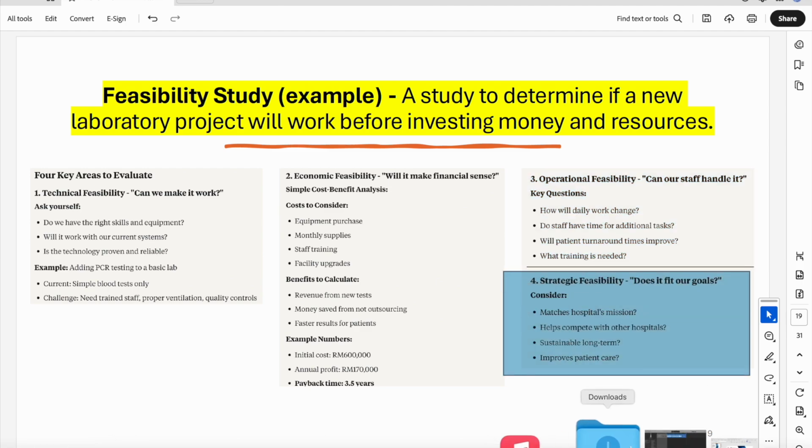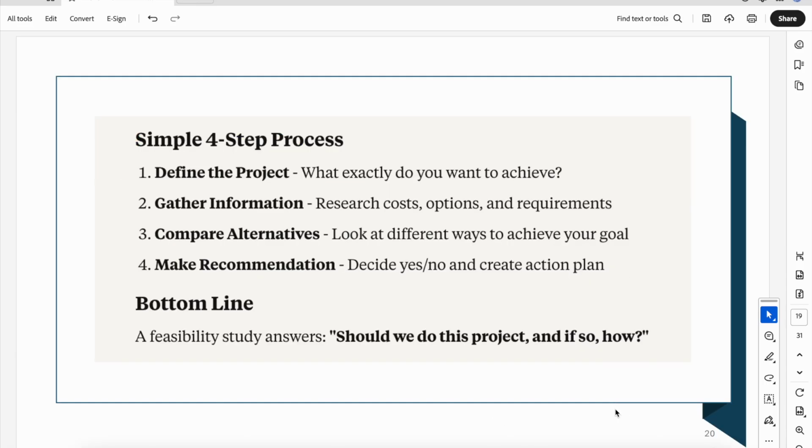Number 4, strategic feasibility. Does it fit our goals? Consider whether the project matches the hospital's mission and values, helps compete with other healthcare providers, is sustainable long-term, or improves patient care quality.